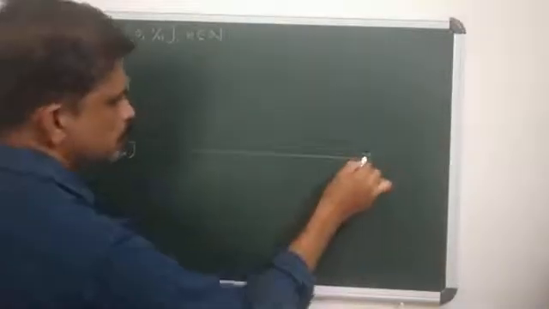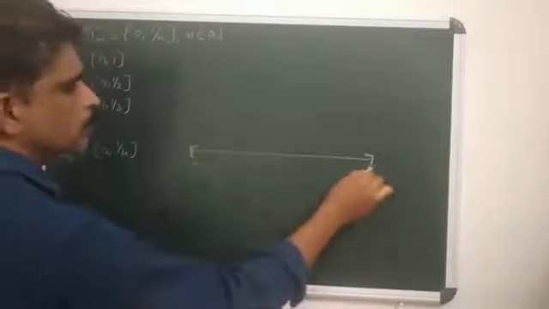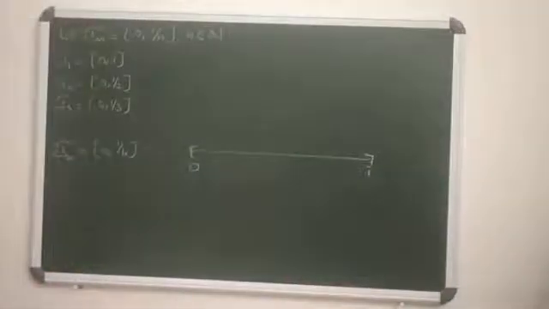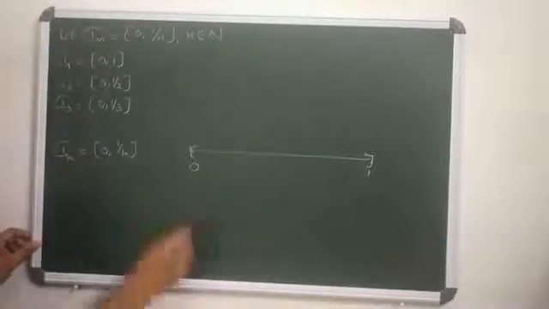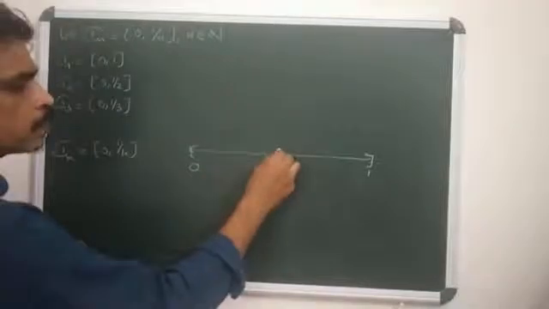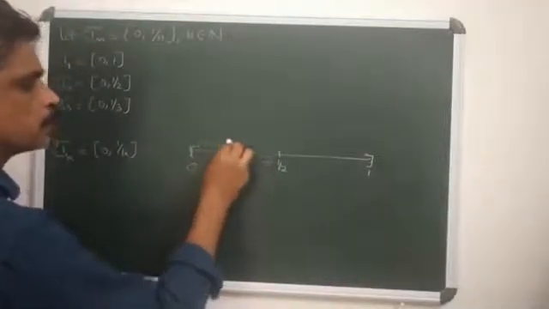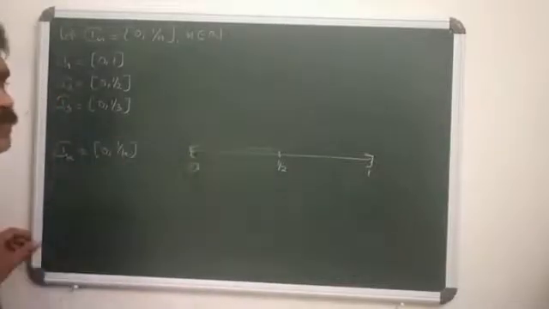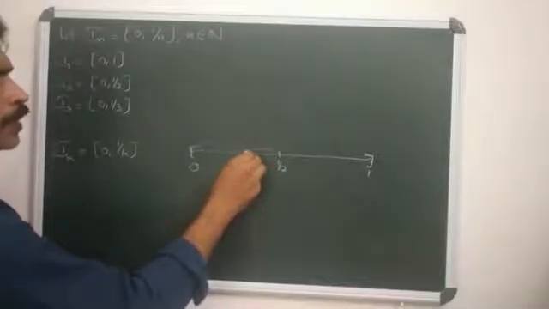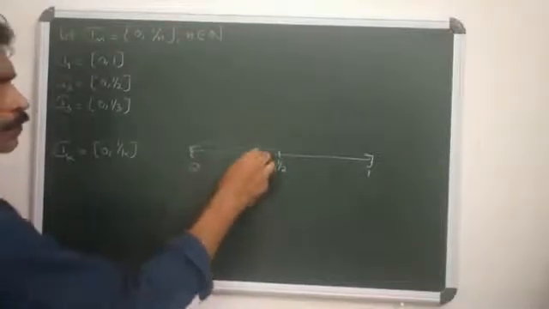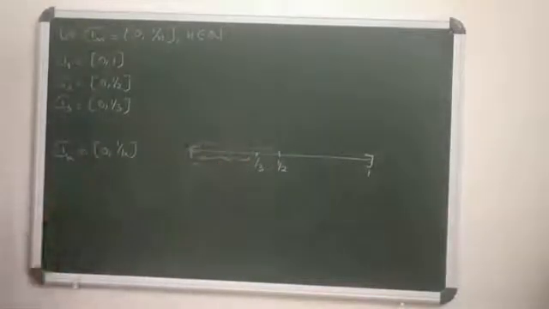Suppose this is the closed interval [0, 1]. This is I1. Then what is I2? I2 is the closed interval [0, 1/2]. This is I2. What is I3? I3 is [0, 1/3]. This is I3. I4 is [0, 1/4] and so on.